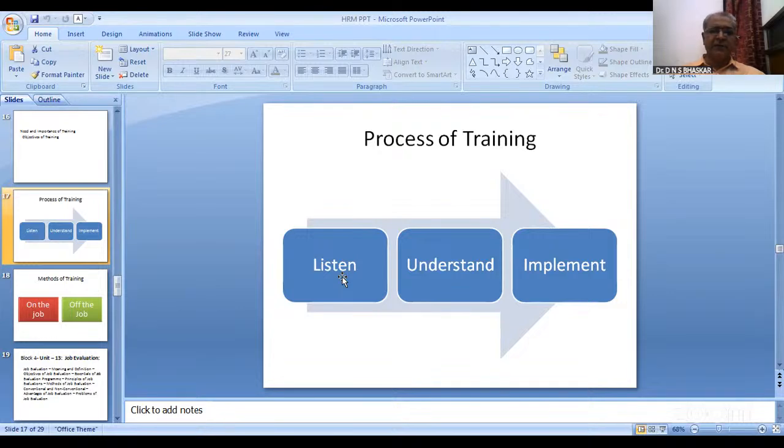What is the evaluation of the training program? How do we check whether it has been successfully implemented? After imparting the training to the employees, evaluation normally has to take place two or four months after putting employees on the job.